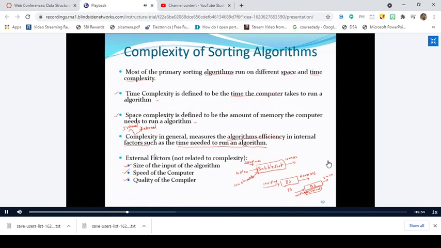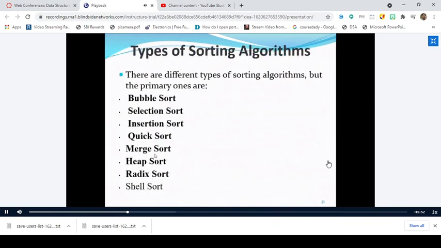Right. As we have discussed that there are different types of sorting algorithms, and basically we will discuss these things: bubble sort, selection sort, insertion sort, quick sort, merge sort, heap sort, radix sort, shell sort. All these things are there. Other than this, we have so many other sorting algorithms. But in our syllabus, I think we have selection sort, insertion sort, quick sort, and merge sort. I don't know whether heap sort is given or not.